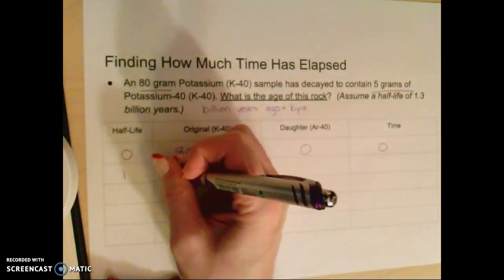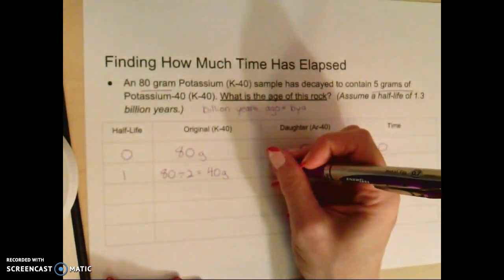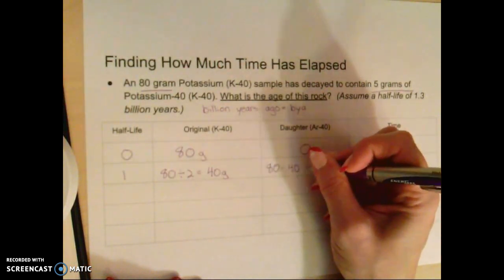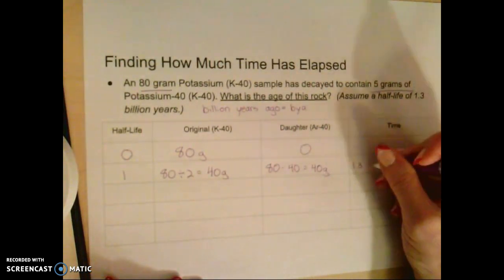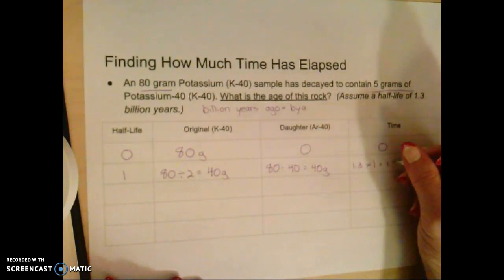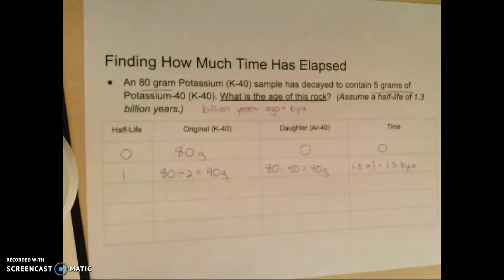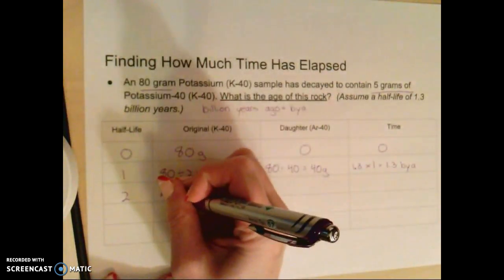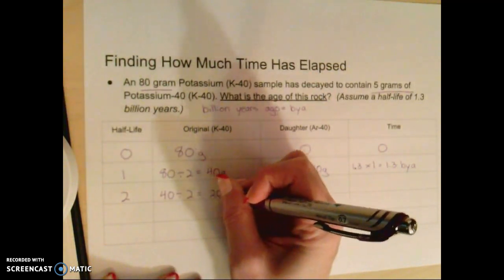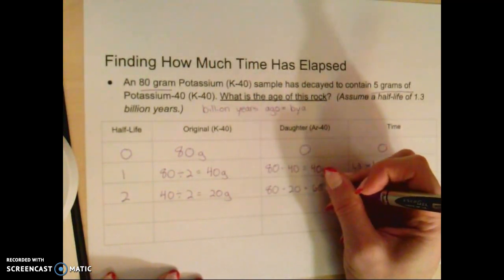After 1 half-life, the 80 has divided by 2 to give us 40 grams. Our daughter is 80 minus the amount of original to give us also 40 grams. Our time is 1.3 times 1, which gives us 1.3 billion years ago. You have no reason to put the billion in your work because it's not necessary. Let's make sure that decimal point's a little bit darker. The half-life is 2. Then we have 40 divided by 2 equals 20 grams. We take the 80, subtract the 20, that gives us 60 grams.